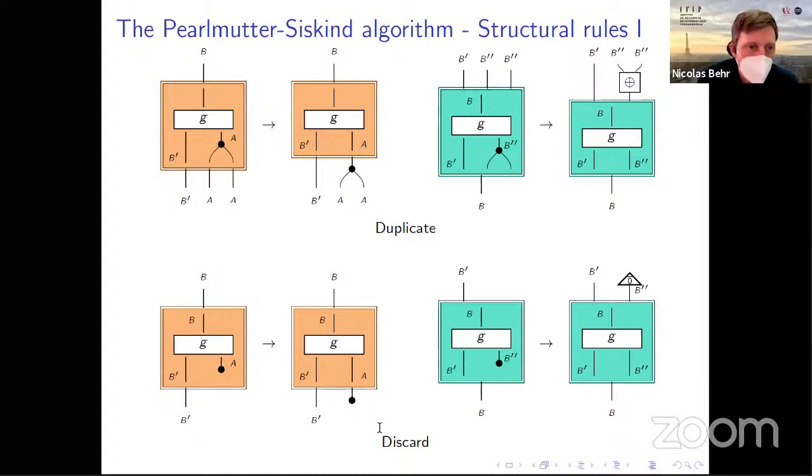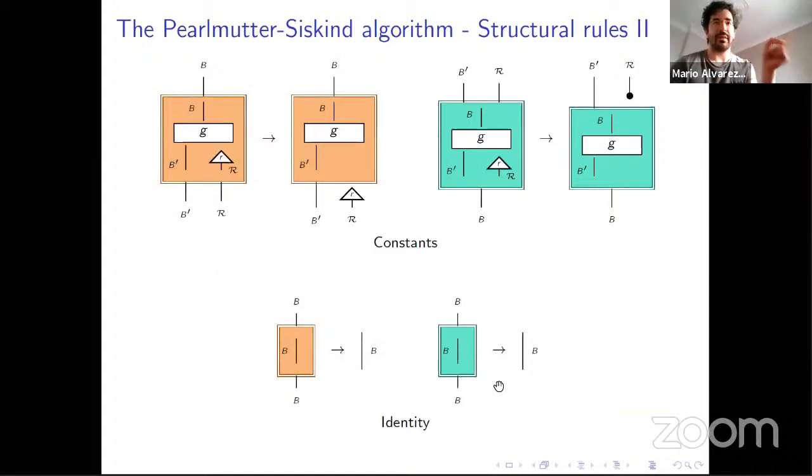Yeah, but in these rules, if I'm not mistaken, you seem to keep the number of boxes constant, no? Each of the rules transforms a forward box to a forward box or a backward box to a backward box. Except the identity. Okay.